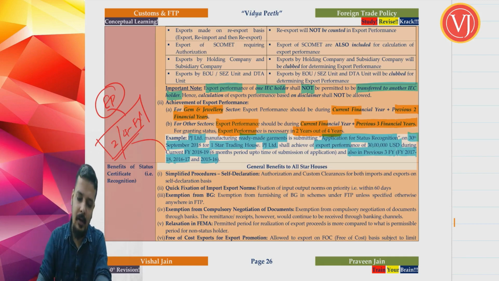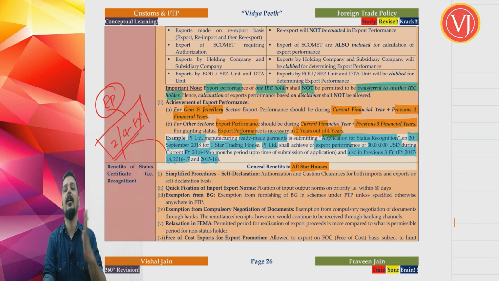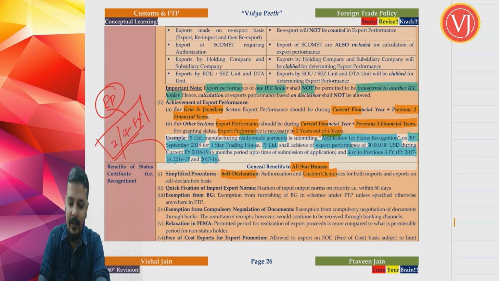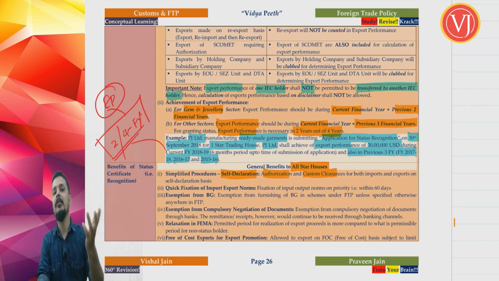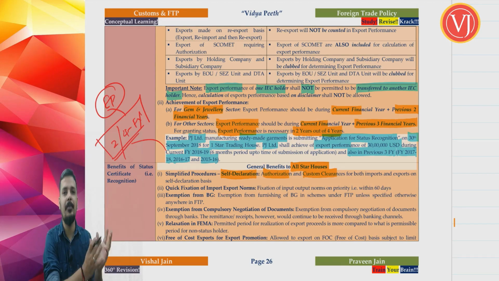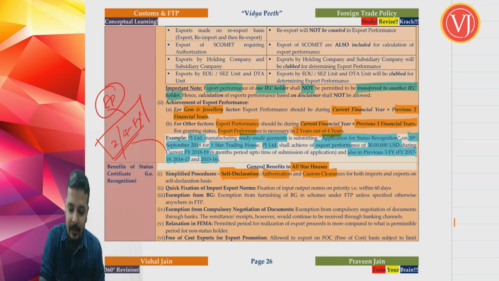Now, general benefits which are applicable to all the star houses: 1-star, 2-star, 3-star, 4-star, 5-star export houses. Simplified procedure, self-declaration. Normally, wherever you require declaration or certification from someone else, here your customs clearances and authorization will be based on self-declaration. You will not get any certification from other people. Say for example, certification from CA, CWA may be required in other cases, but here it is all self-declaration.